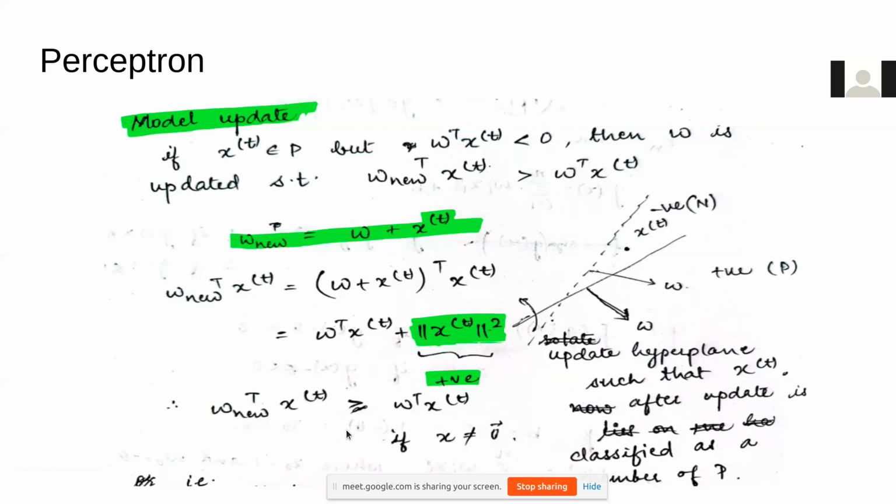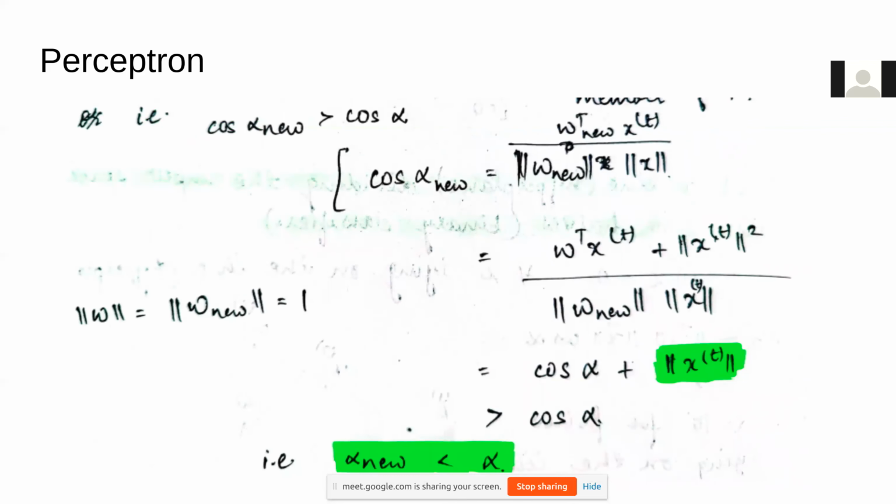Okay, so let's look at this derivation here. Alpha nu represents the angle between W nu and x, and alpha represents the angle between W and x. W is the weight parameter before the update, and W nu is the weight parameter after the update. x remains the same in both cases.